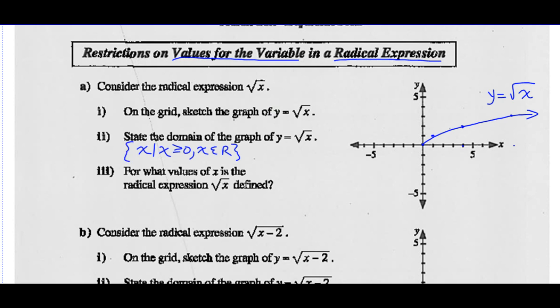Three, for what values of x is the radical expression square root x defined? So now we're talking about what makes this a real value, not an imaginary number. So that would be a lot like the domain restriction. X must be greater than or equal to 0. If x is negative, we can't take the square root of that, so it becomes undefined.